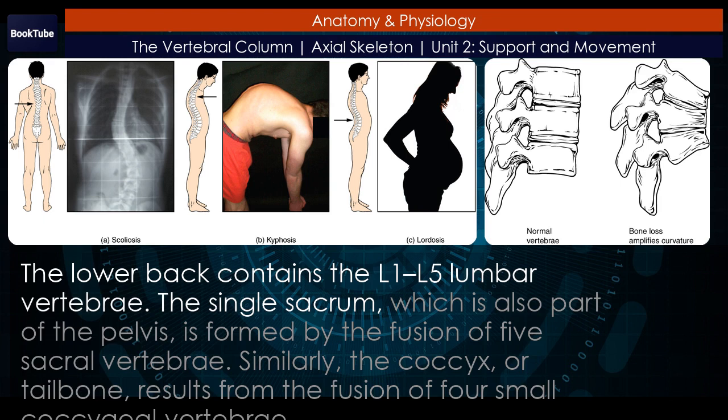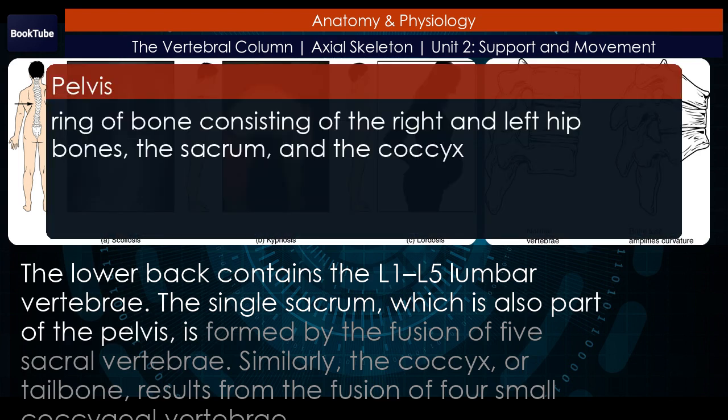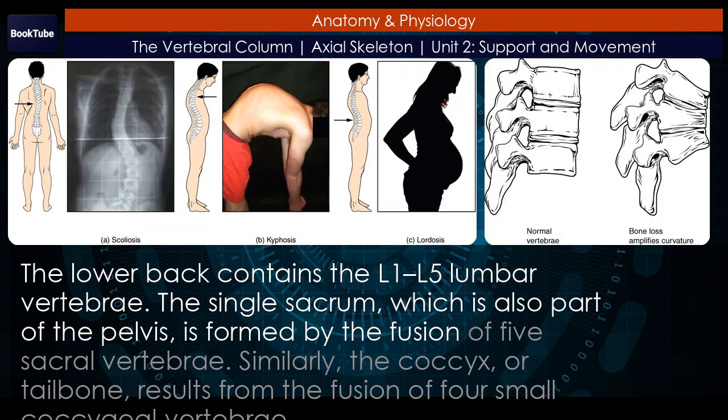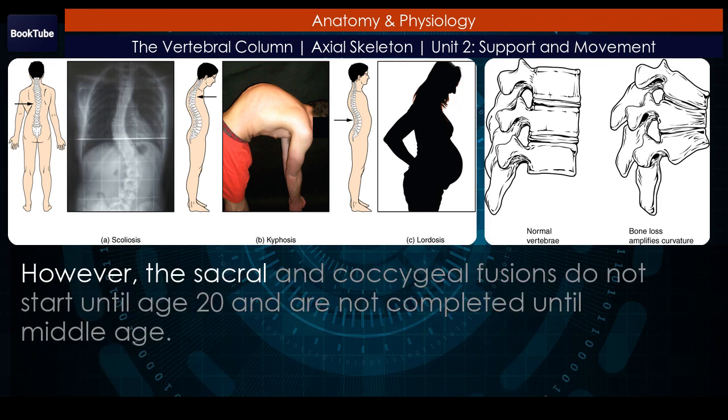The single sacrum, which is also part of the pelvis, is formed by the fusion of 5 sacral vertebrae. Similarly, the coccyx, or tailbone, results from the fusion of 4 small coccygeal vertebrae. However, the sacral and coccygeal fusions do not start until age 20 and are not completed until middle age.